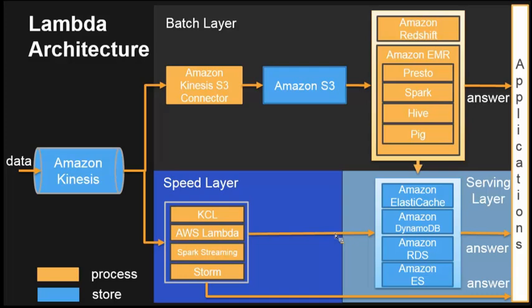And the classic stack there is to use either Elasticache or DynamoDB or RDS or Elasticsearch to surface the answers at the right speed. Again, as I mentioned before, you could also use machine learning in this pipeline to build predictions into your application. So that's how an end-to-end application that uses Lambda principles looks in reality.